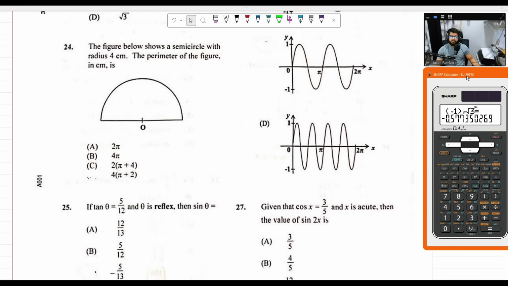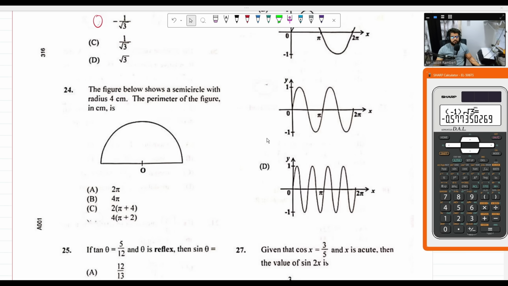Alright, the figure below shows a semicircle of radius 4. The perimeter of the figure in centimeters is... if the radius is 4, then the circumference is 2 pi r. So 2 pi times 4 is going to be 8 pi. But that is the circumference of the whole circle. Since it's half of a circle, divide this by 2. We get 4 pi to be this distance here. And then we have to add 4 plus 4, which is 8. So 4 pi plus 8. Which one of these gives us 4 pi plus 8? The answer is D.